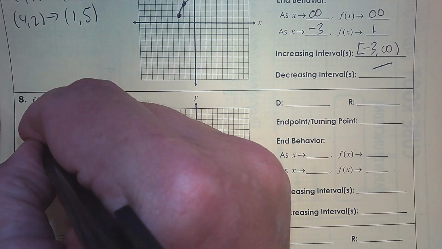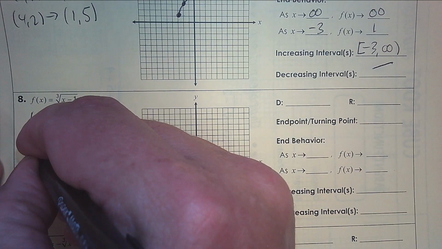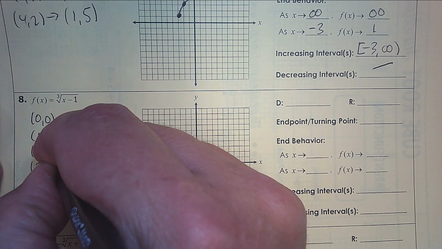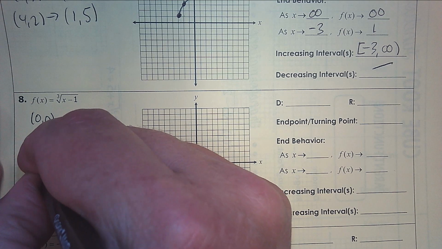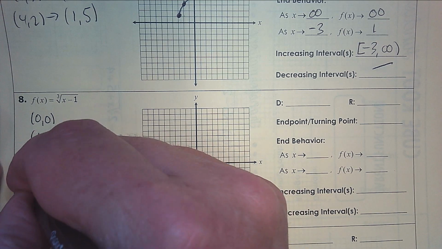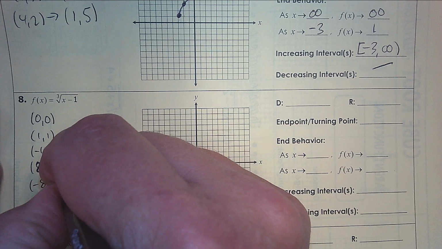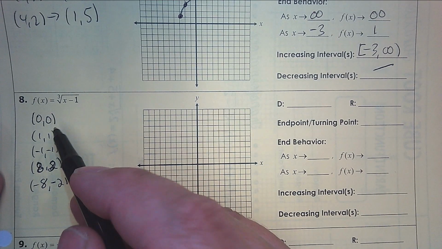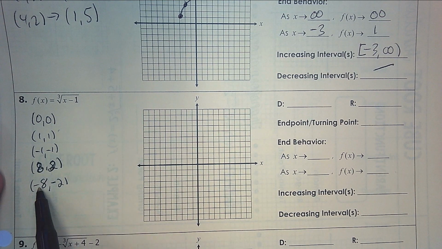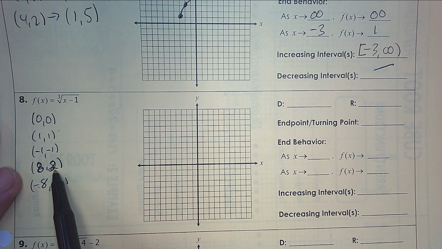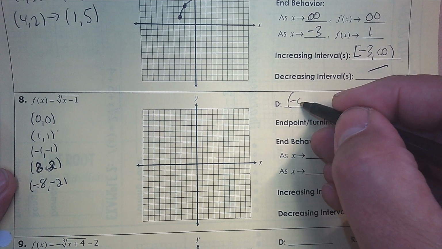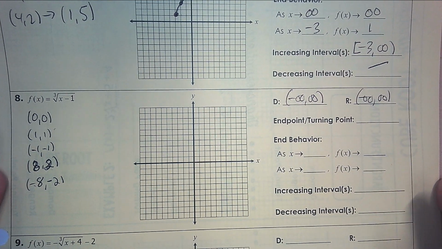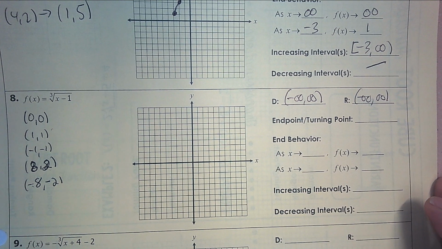But the other points we're going to use are 1, 1, -1, -1, 8, 2, and -8, -2. There we go. So you can see some similarities, but with cube root you can take the cube root of a negative number, and the cube root of 8 is 2. So for this, the domain and range are all real numbers, and that never changes. So we can write that in. So it goes up forever, down forever, left forever, right forever.